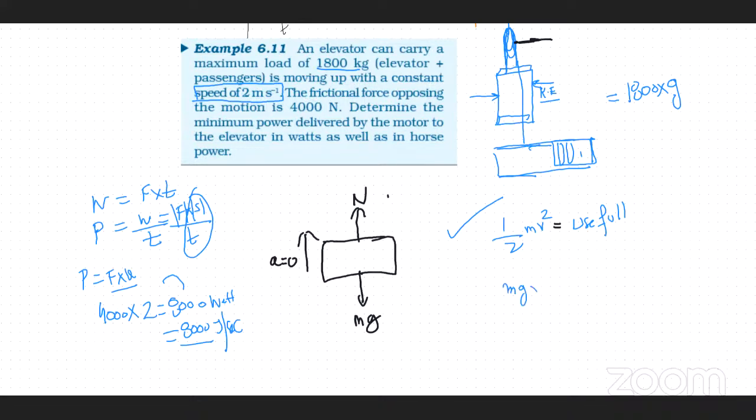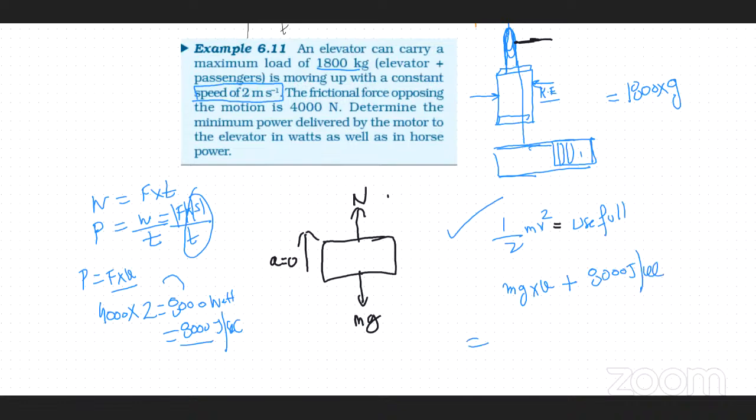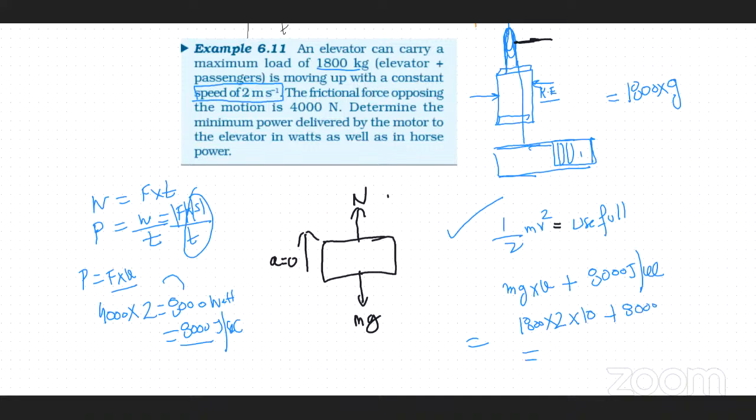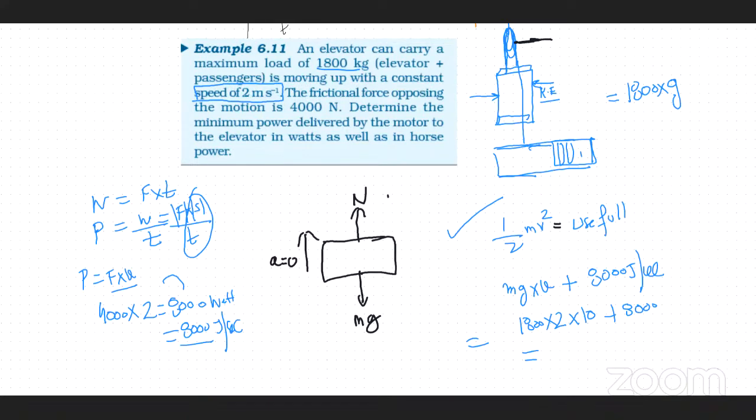And then additionally, you also need 8,000 joules per second. हाँ जी. So this is the total power. 1800 into 2 into 10, 9.8 ले रहा मैं. So 8,000. So how much is it? 18,000, 36,000, 44,000. So every second you have to deliver 44,000 joules. 44 kilowatts. That is correct.